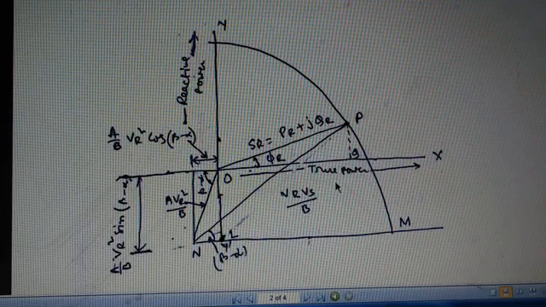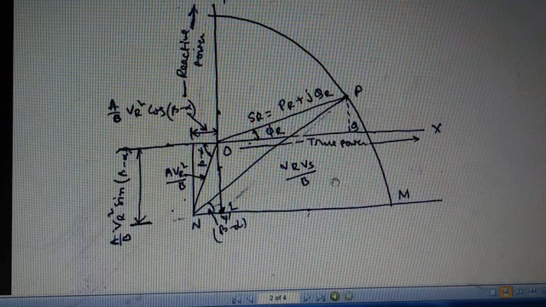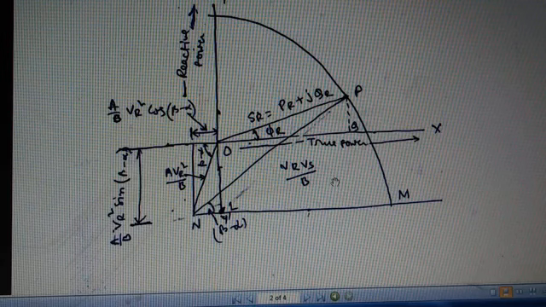The construction of the power circle diagram. At first, the center of the circle is plotted on a suitable scale. From the center, an arc of a circle is drawn with the calculated radius, which is already specified.